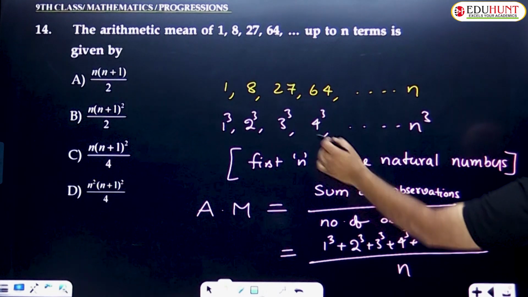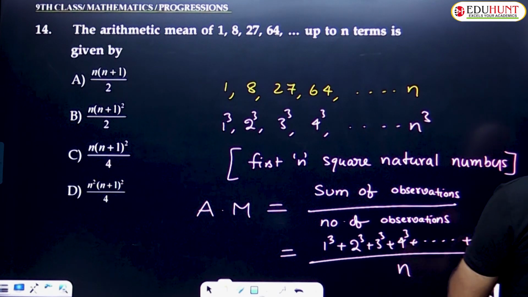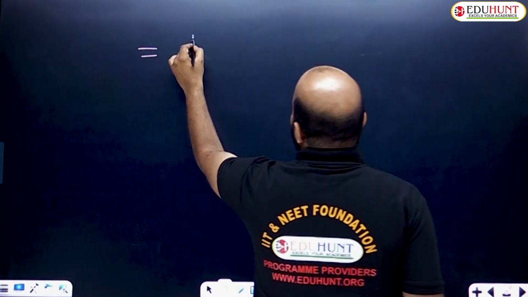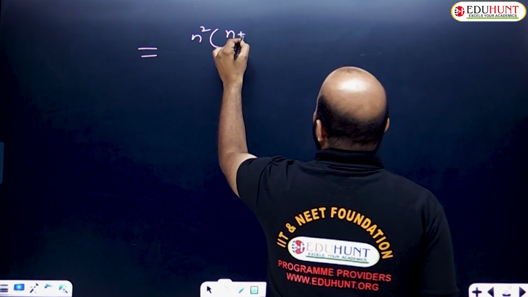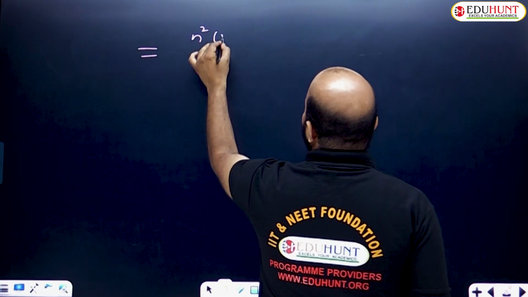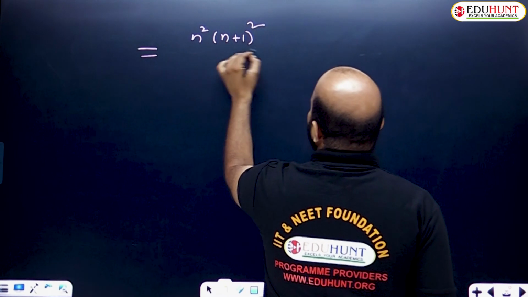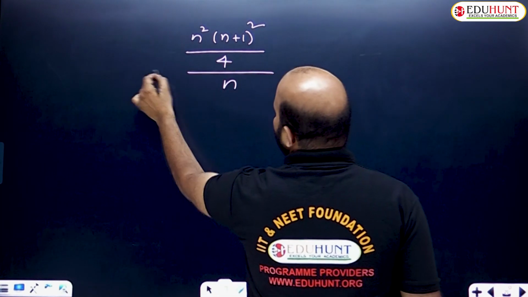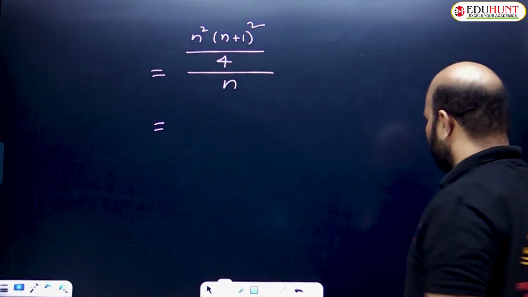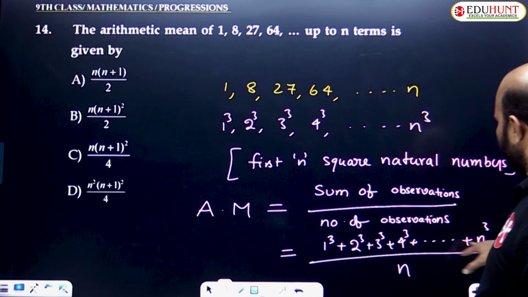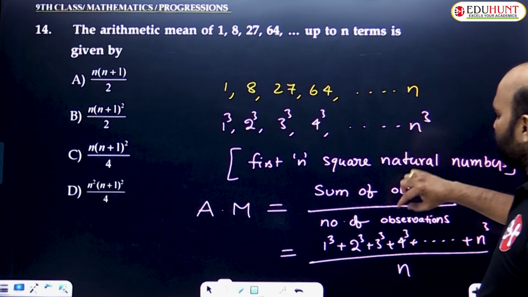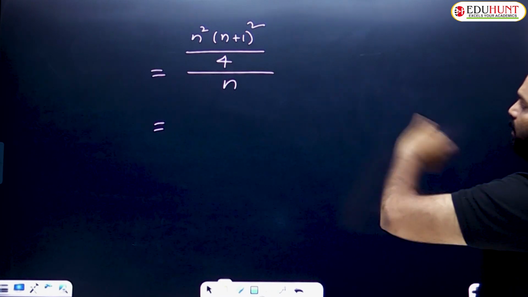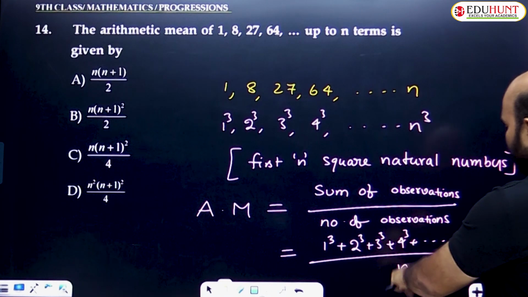Clearly we need to understand: 1 cube plus 2 cube plus 3 cube plus 4 cube and so on up to n cube is the sum of the first n cube natural numbers. What is the formula? n²(n+1)²/4. But divided by the number of observations, n times. This is the required answer. Am I clear? The sum of the first n cube natural numbers has the formula n²(n+1)²/4, but divided by the number of observations, n times.